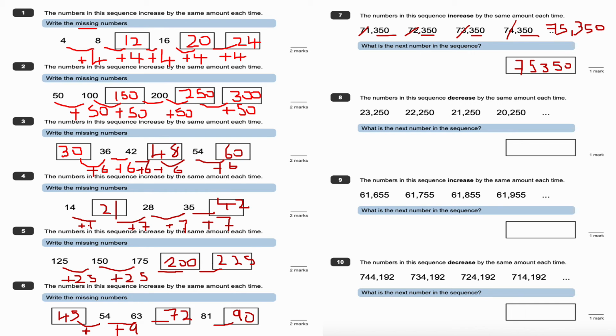Of course, it's discretionary to put in a comma. Either way, with or without the comma is fine. Next one, the numbers in the sequence decrease by the same amount each time. 23,250, 22,250, 21,250, 20,250. The next one's going to be 19,250.